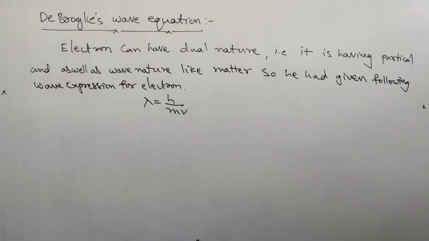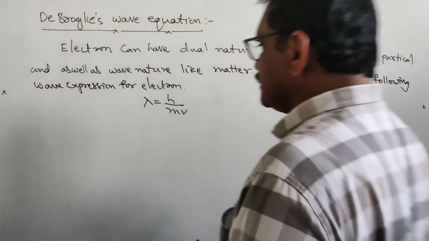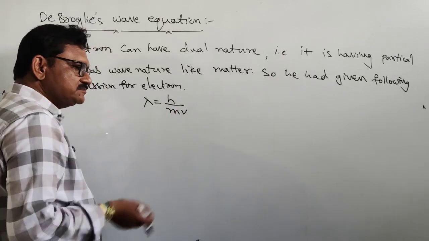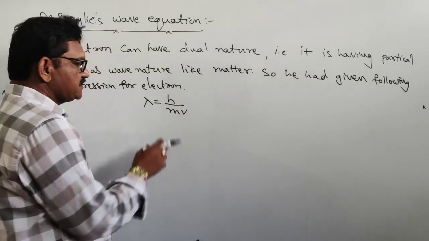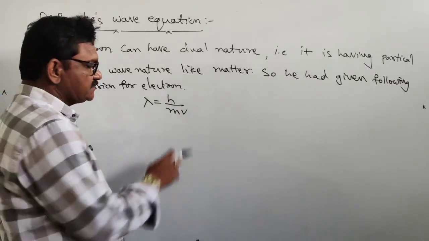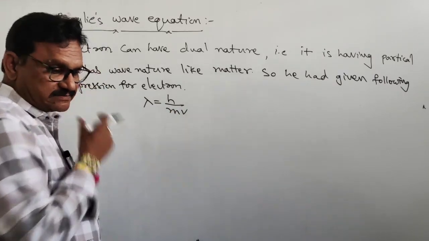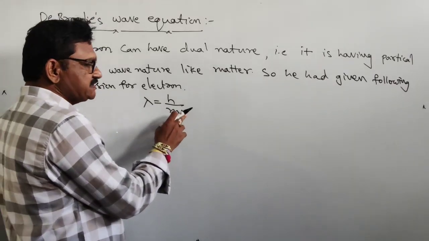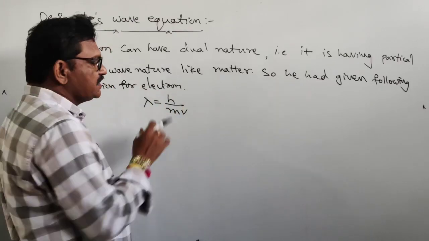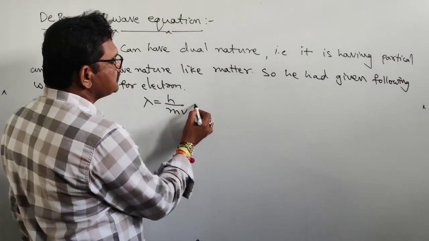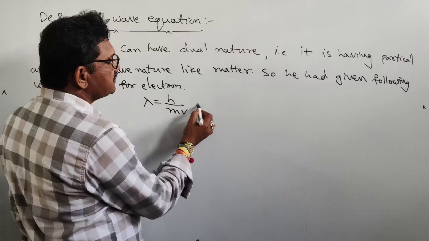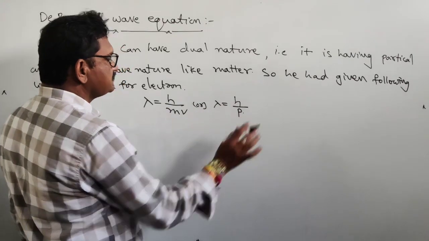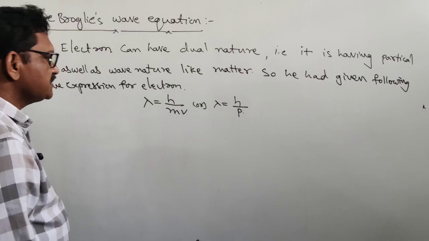See here, student. Here h means Planck's constant. Already we know this. m is equal to mass of the electron, v is equal to velocity of the electron. So whenever the mass of electron is associated with velocity, that is called momentum. That means lambda is equal to h by p.